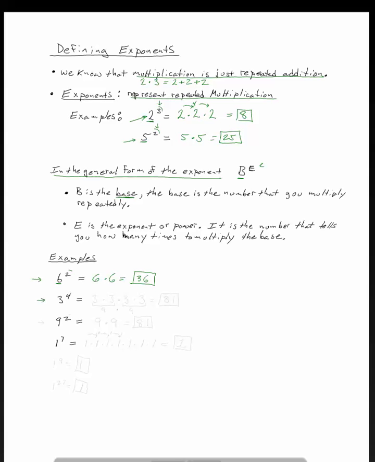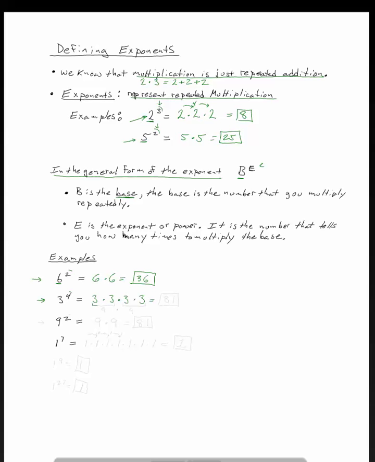In example 2, we've got 3 to the power of 4. So that tells me to multiply the 3 by itself 4 times. So that's 3 times 3 times 3 times 3. Now when I do this multiplication, I've got some choices here. I can either multiply 3 times 3, which is 9, and then do 9 times 3, which is 27, and 27 times 3, which is 81.